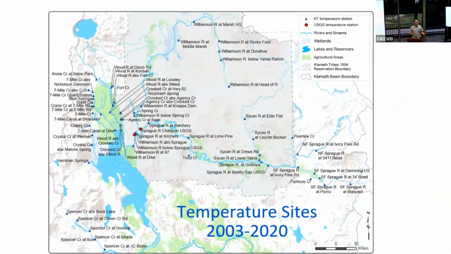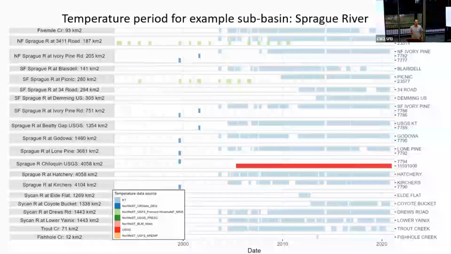So here's a map of the 50-something stations. The program started around 2003. Some of these stations were only monitored for a year or two, and others have been continuously monitored throughout the whole thing. Here's just an example of the period of record for stations in one example subbasin, the Sprague. So you can see the Klamath Tribes data starts in the pale blue there in around 2003.